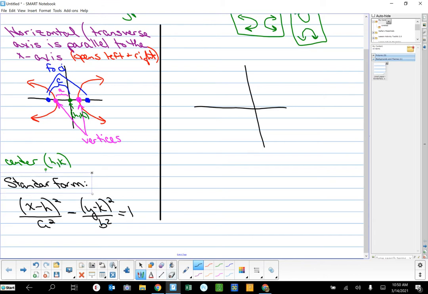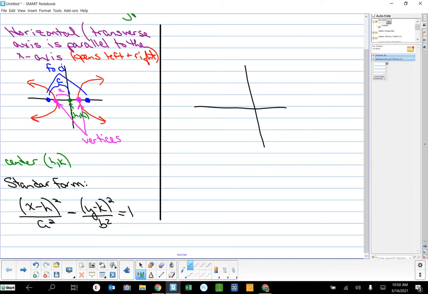Let me get rid of these things up here. So this one is a vertical. And this means the transverse axis, which is the distance where your vertices are. So it's from vertex to vertex. That's your transverse axis on that graph over there on the left-hand side. Vertex to vertex, that's your transverse axis.